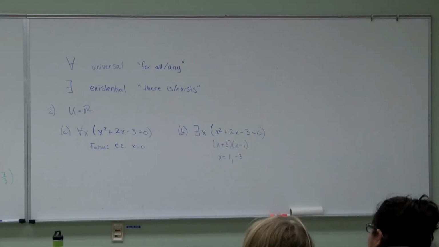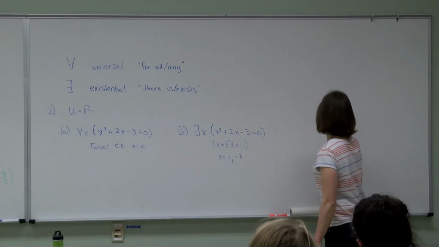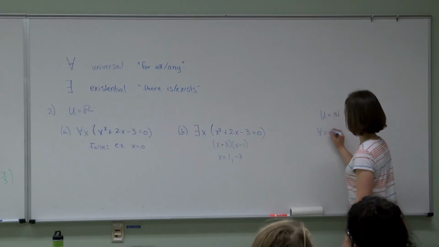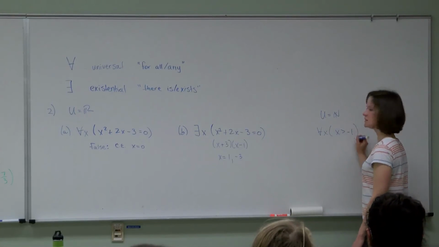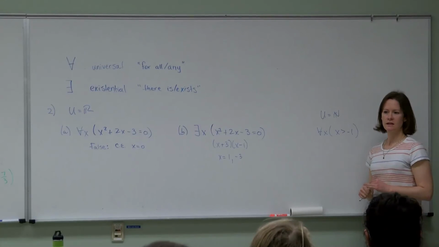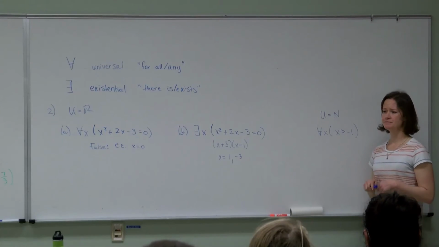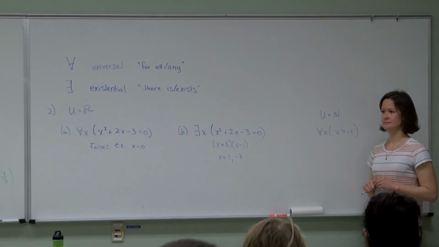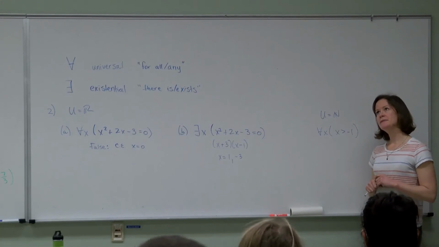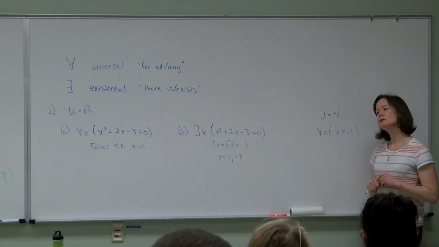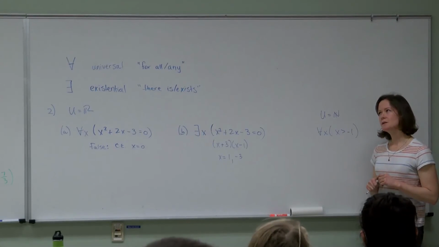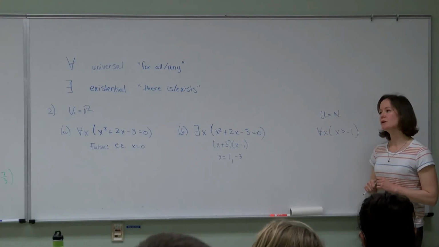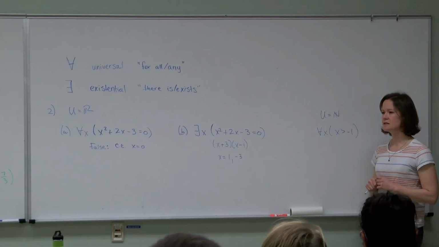In the natural universe, all x is greater than -1. Okay, so if we're working with the natural numbers, for all x, x is greater than -1 would be true. Can we think of one that works in the real numbers? x is less than x squared. Is that true? Less than or equal to, actually. Less than or equal to? I'm not so sure if that works. x less than x squared?